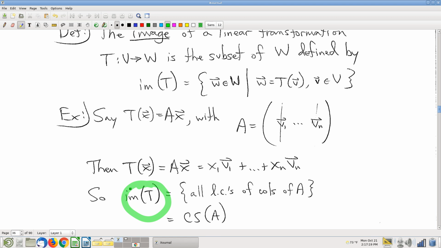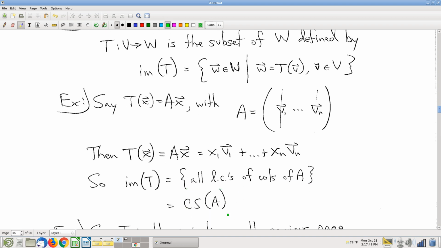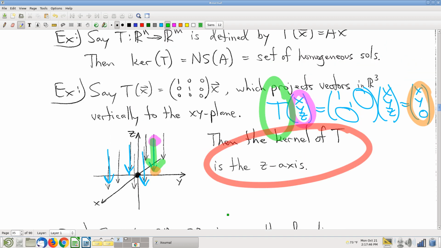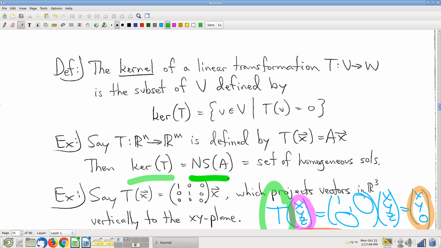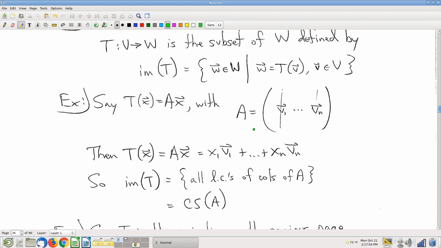Well, the image is the collection of all outputs. Therefore, it's the collection of all linear combinations. We have a word for the collection of all linear combinations: that's span. And the span of the columns is the column space. So there's another chapter 5 to chapter 2 connection, kind of analogous to the kernel being the null space: the image is the column space.